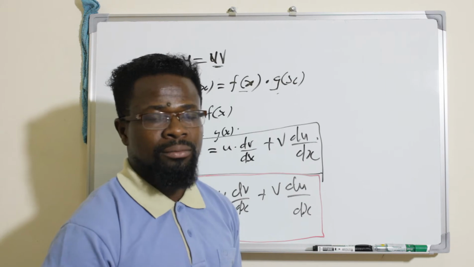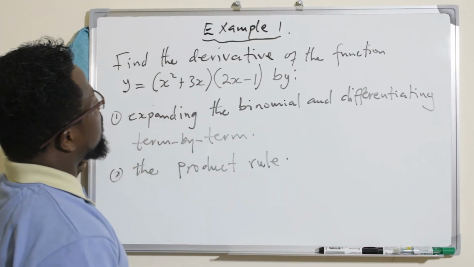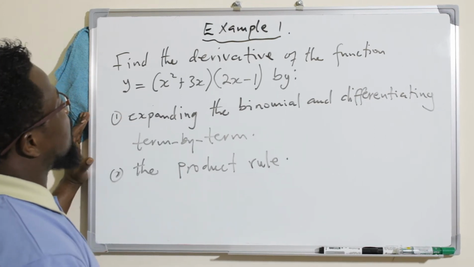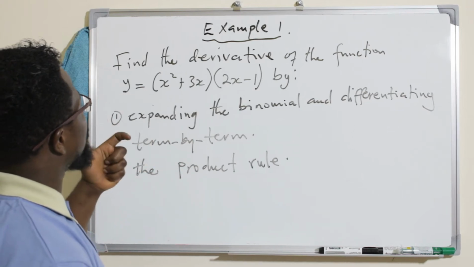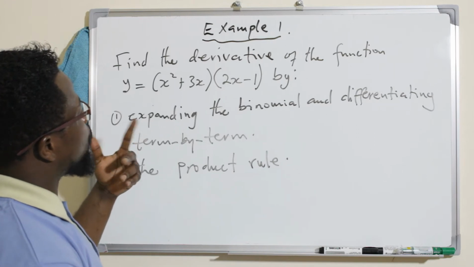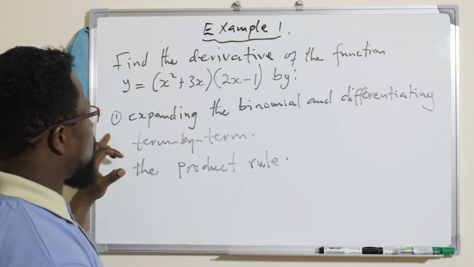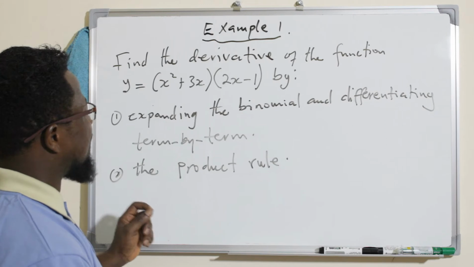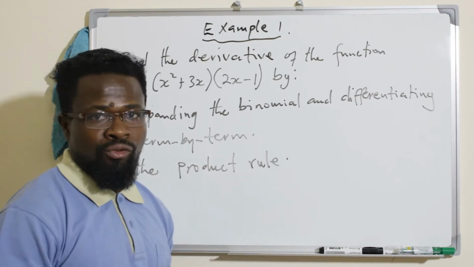Example number 1. All right, now let's look at the example that we are given here. The first example says, find the derivative of the function y equals (x squared plus 3x)(2x minus 1), one, by expanding the binomial and differentiating term by term, two, using the product rule.